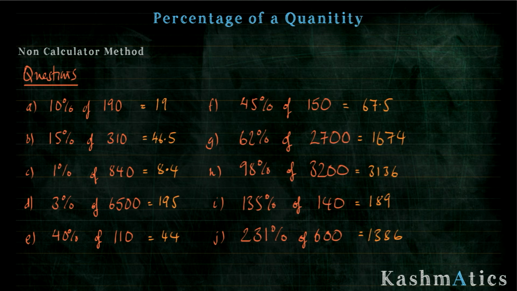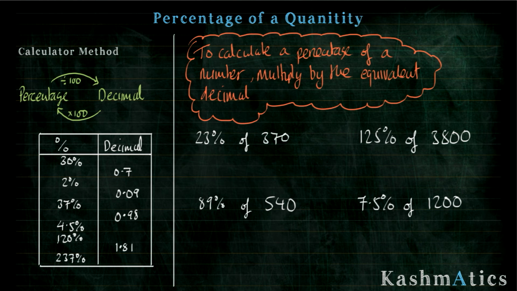And let's move on to the calculator method. Now you could use a calculator to do it in exactly the same way as I've shown you without a calculator, but that would be quite inefficient. So what I'm going to do is show you an efficient way of doing it with a calculator. And to do that, we first of all need to understand how to convert between a percentage and a decimal.